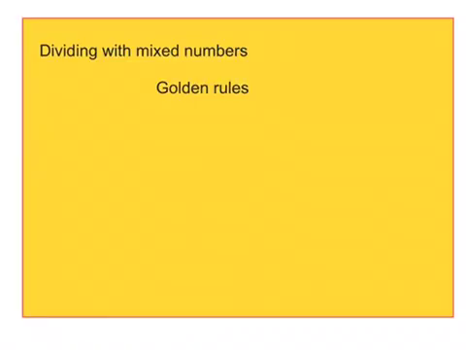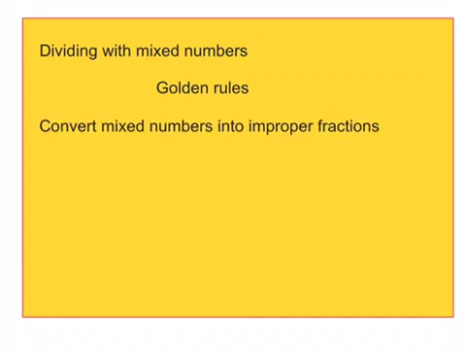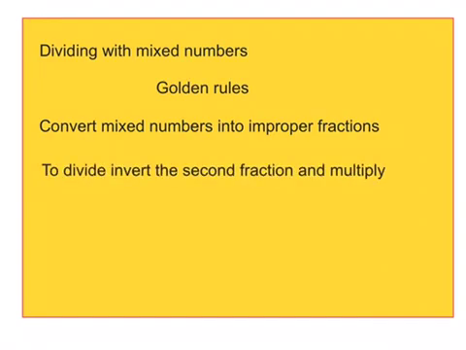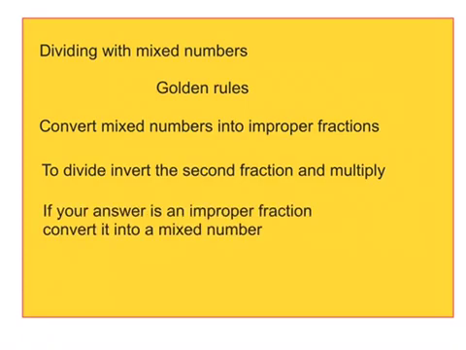So the golden rules that we must remember when we are dividing with mixed numbers. First of all, you must convert the mixed number parts into improper fractions. And then, just as we would remember from when we're dividing fractions, what we must do is invert the second fraction and multiply. If your answer is then given as an improper fraction, if it's top heavy, you must convert that back into a mixed number. And as ever with fractions, always give your answers in lowest terms or simplest form.